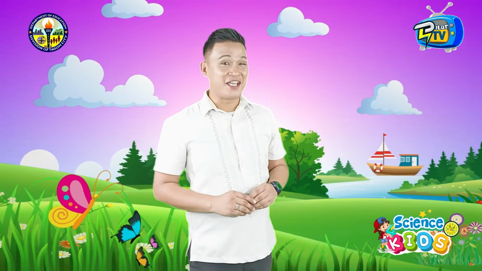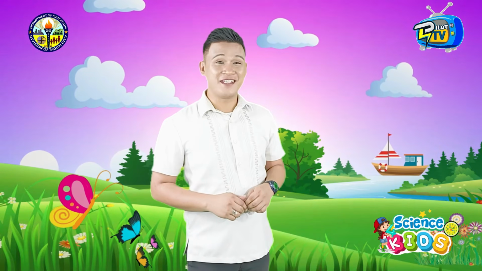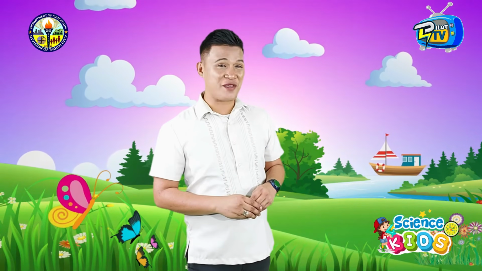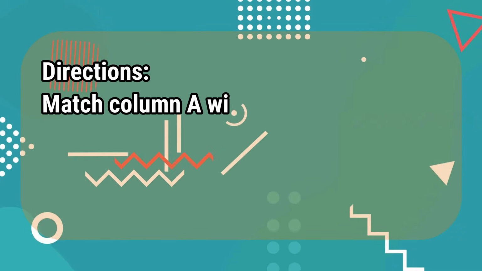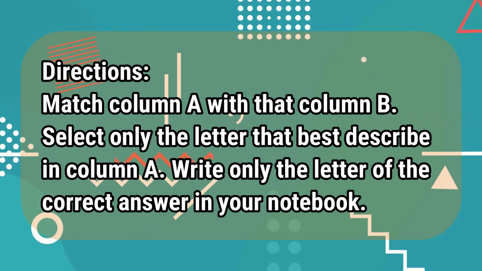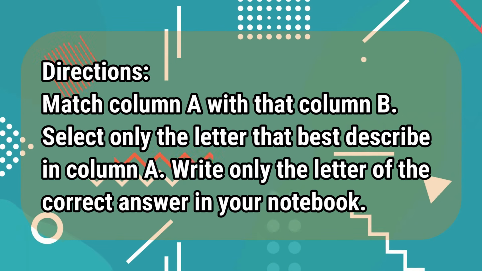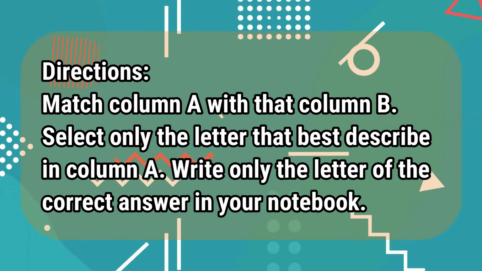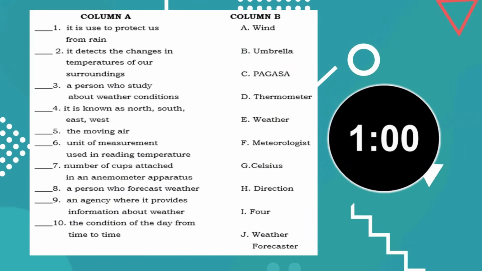Congratulations, kids! You did a great job. We are almost done. Now, it's time to assess your learning for today's lesson. Directions. Match column A with column B. Write the letter of the correct answer in your notebook. You will be given 1 minute to do it. Timer starts now.